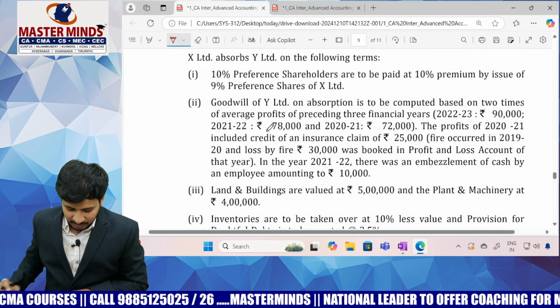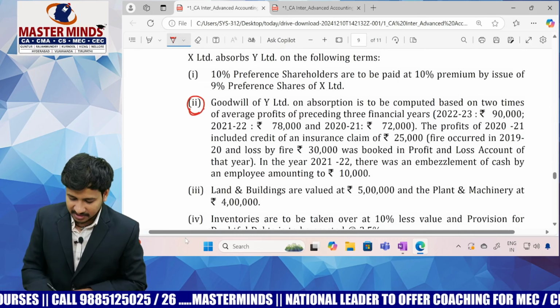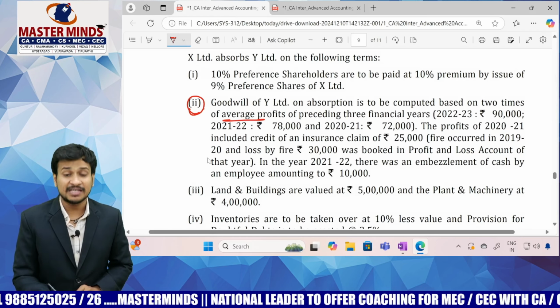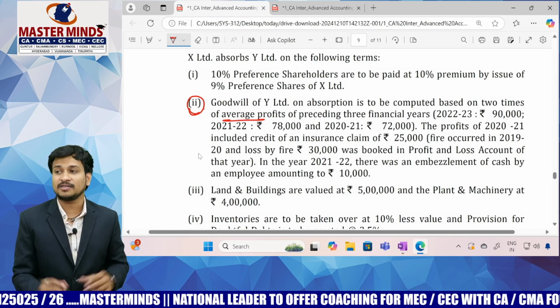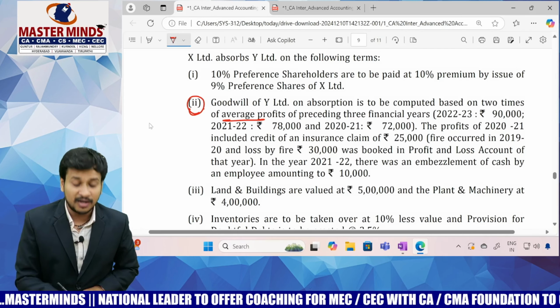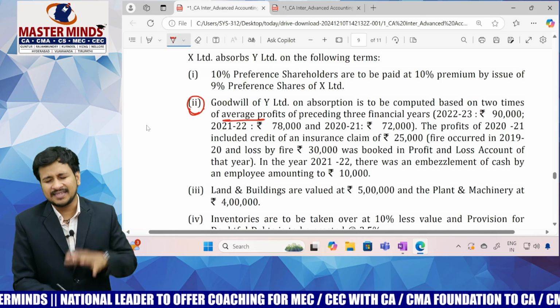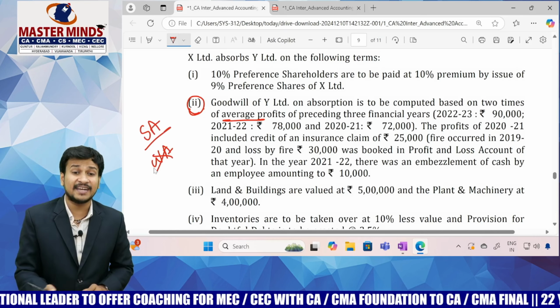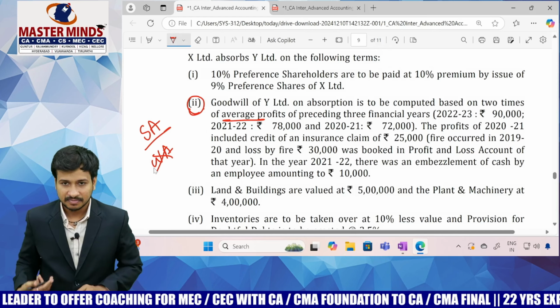And in this problem, a special element you need to consider is goodwill. While computing the goodwill, remember, take average profits. As long as you're solving goodwill related concepts in CA Inter, remember that goodwill has to be computed by considering simple average profits only, but not weighted average, until and unless it is given in the question.